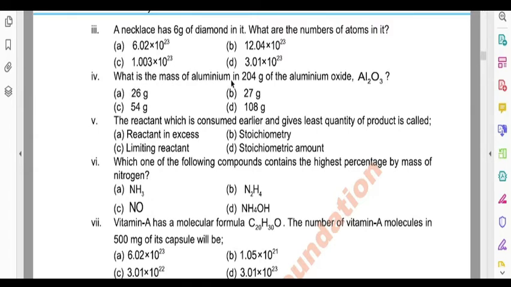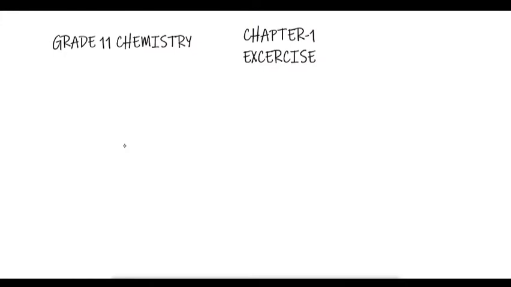Okay, what is the mass of aluminium in 204 grams of aluminium oxide? Again, this needs some calculations, so let's do the calculations. The options are 26 grams, 27 grams, 54 grams, and 108 grams. So mass of aluminum oxide that is given to us is equal to 204 grams. And we have to find the mass of aluminum in 204 grams.